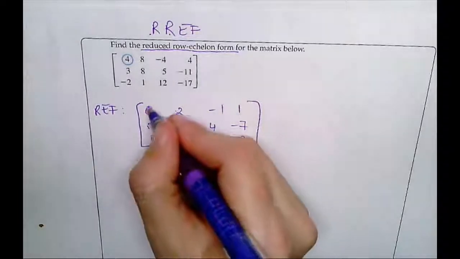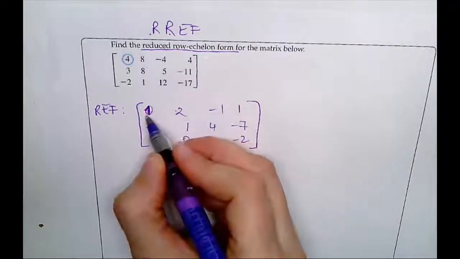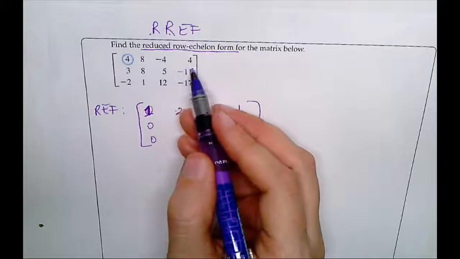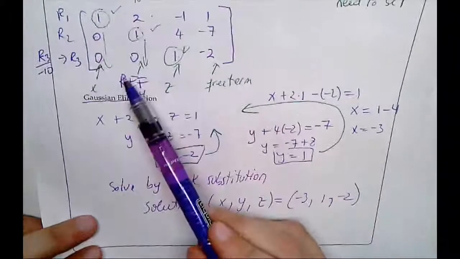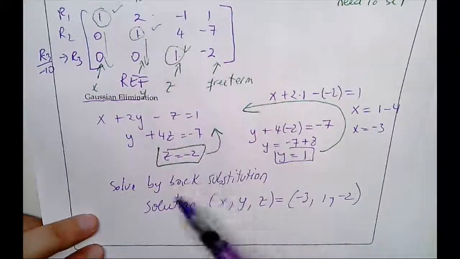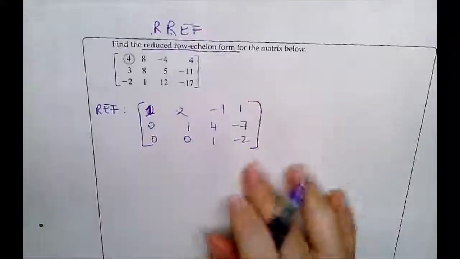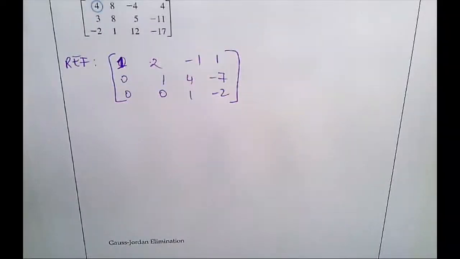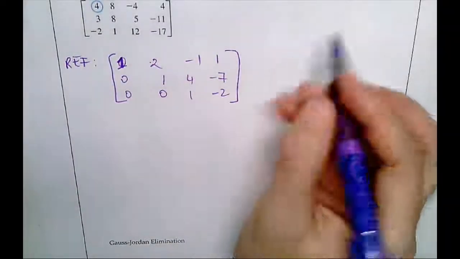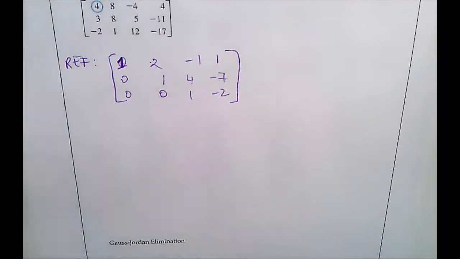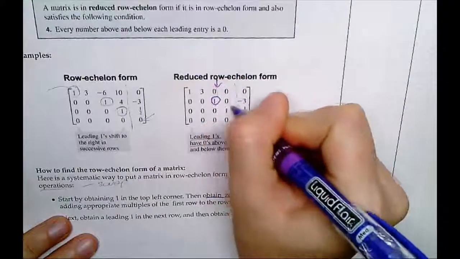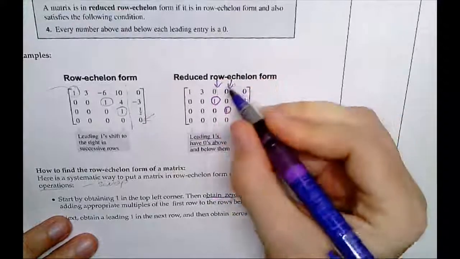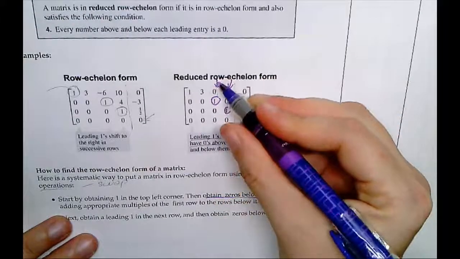So I'm going to tell you right now, you don't need to know how to find the reduced row echelon form, because you can always solve the system by just finding the row echelon form and then doing back substitution. But I'm just going to go over it once. So the reduced echelon form has to have zeros above the leading entry as well. That's the only difference. So it has zeros below and zeros above.